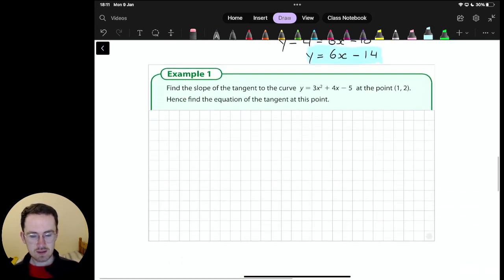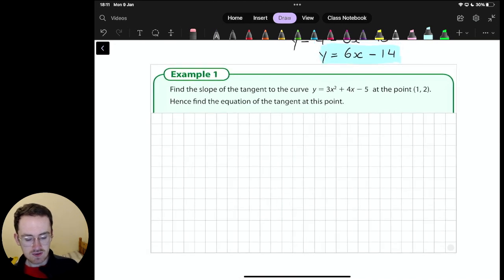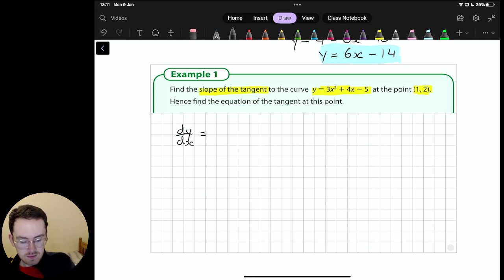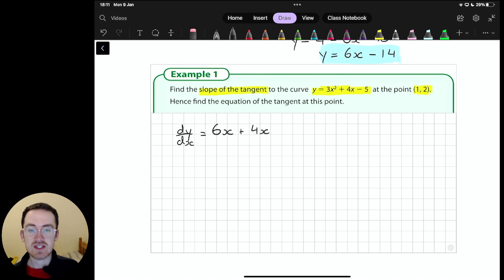Looking at the second example, we're going to do exactly the same thing again. So they've given us the equation, or the curve, and they've given us a point. We are asked to find the slope of the tangent. So exactly the same question. Start off by finding dy/dx. This is where we test our differentiation skills. 3 multiplied by the 2 becomes 6, the x squared becomes an x, the 4x becomes 4, the minus 5, when we differentiate it, becomes 0. So we no longer have to worry about that. So that should be 4, not 4x obviously.